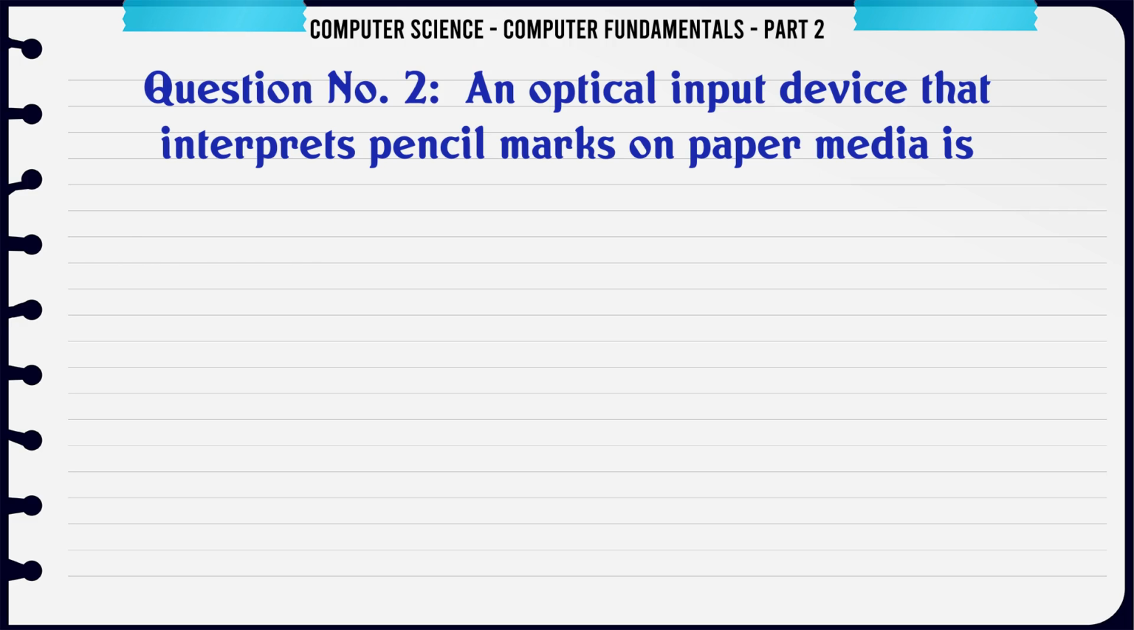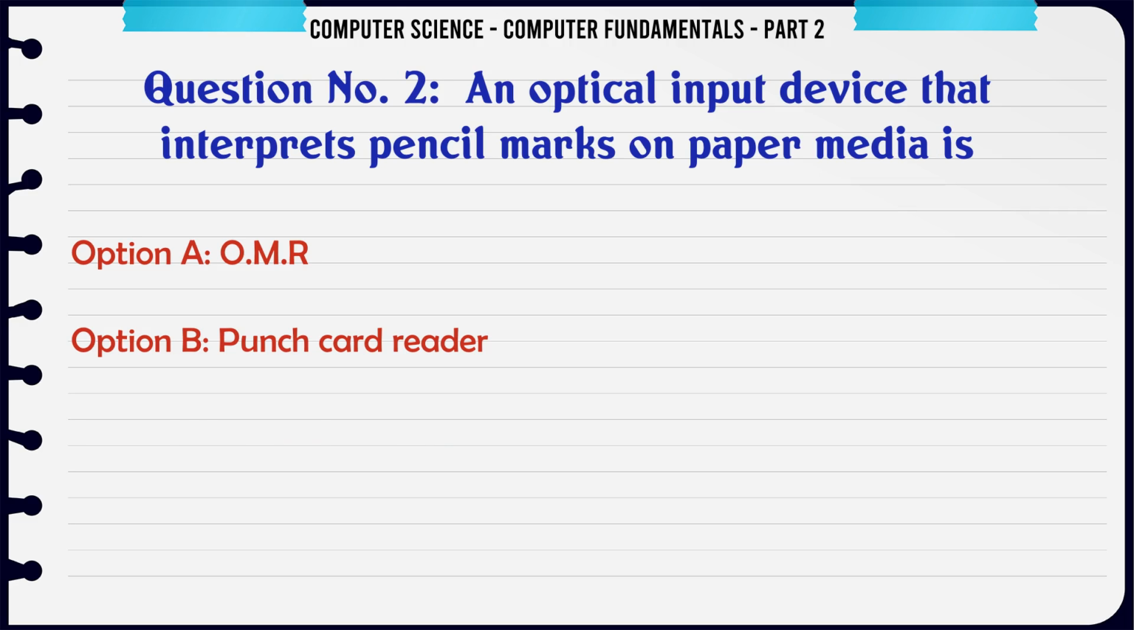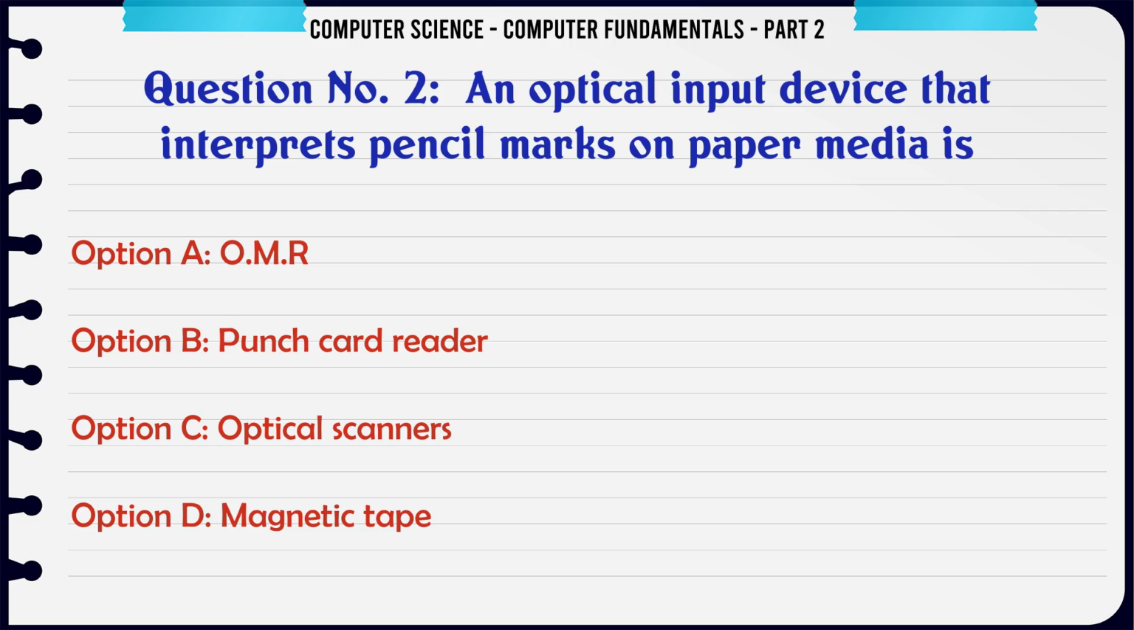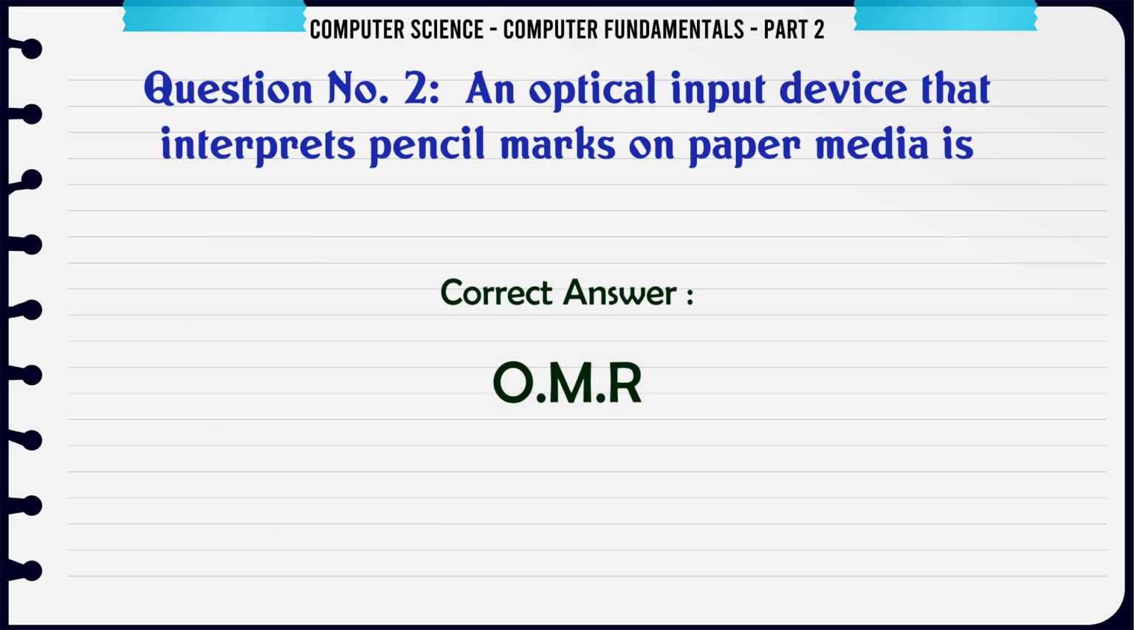An optical input device that interprets pencil marks on paper media is: A. OMR, B. Punch card reader, C. Optical scanners, D. Magnetic tape. The correct answer is OMR.